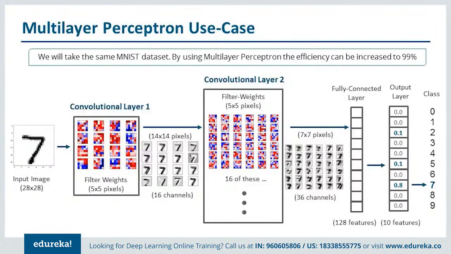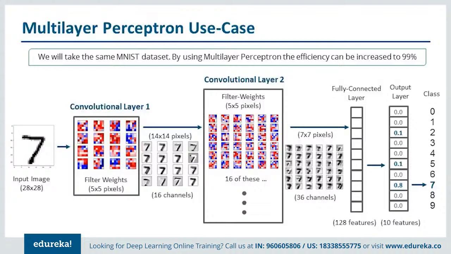We need filter weights for each of these 16 channels, and we need filter weights for each output channel of this layer. Now there are a total of 36 output channels, so there are a total of 16 cross 36, equal to around 576 filters in the second convolutional layer. The resulting images are downsampled again to 7 cross 7 pixels. The output of the second convolutional layer is 36 images of 7 cross 7 pixels each. These are then flattened to a single vector of length 7 cross 7 cross 36, which is 1764.